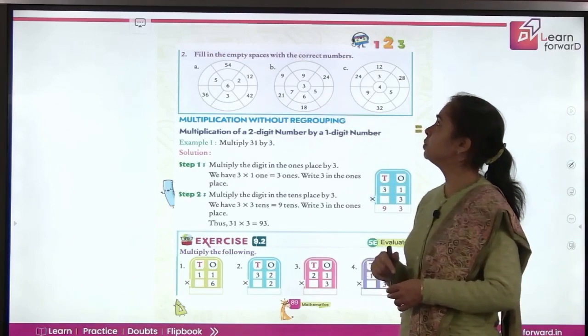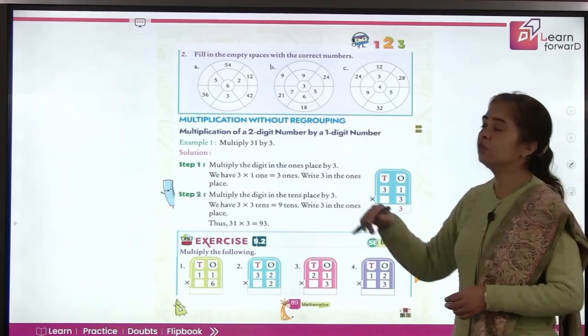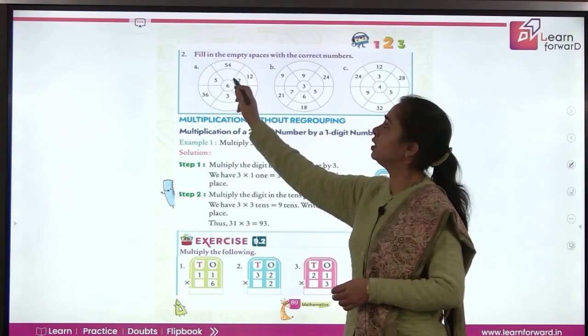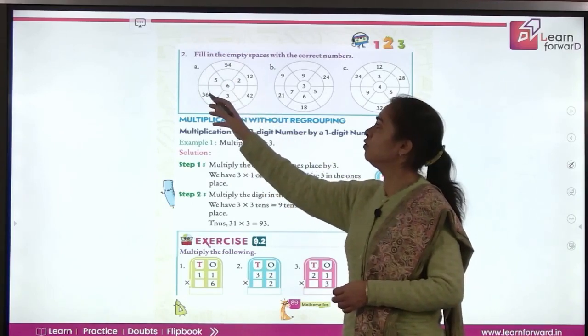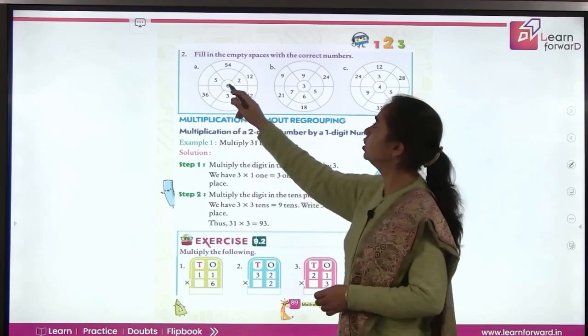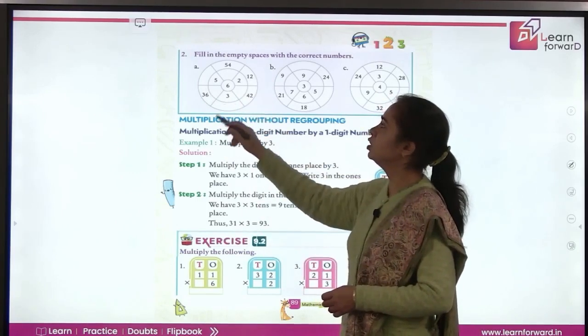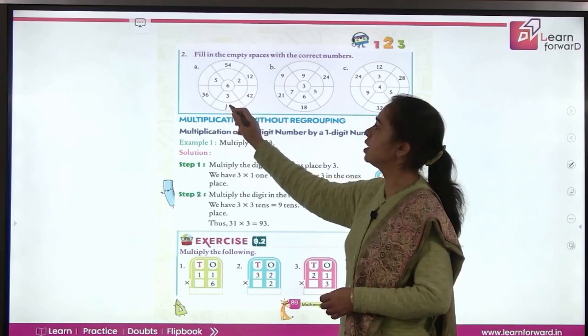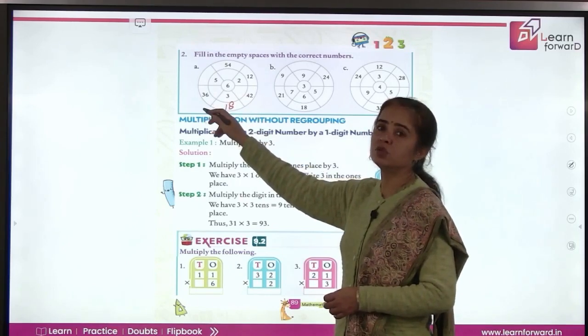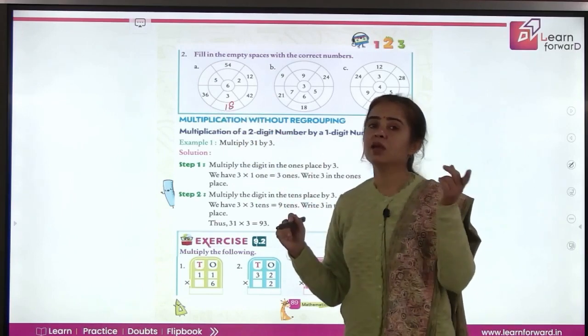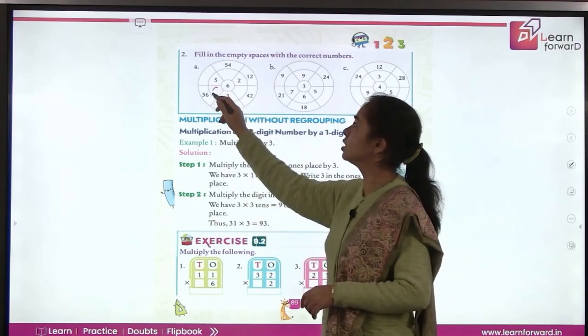Fill in the empty spaces with the correct numbers. So what do we see here? The middle number multiplied by the center circle will give you the product here. Like 6 2s are 12. 6 3s are 18. 6 times which number gives you 36? If I know the table, I know 6 6s are 36. So 6 times 6 is 36.